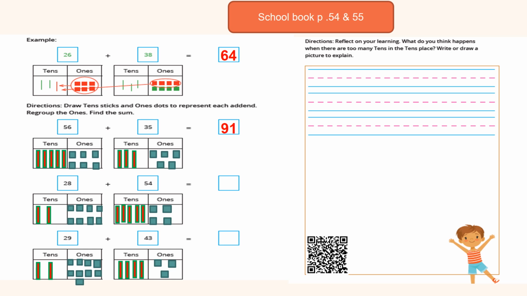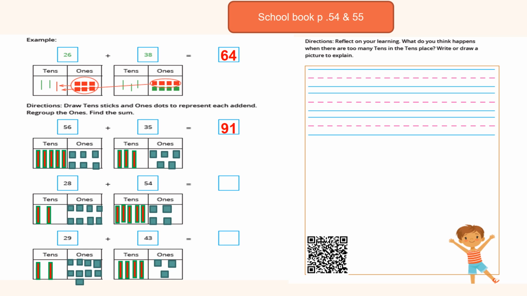In 54, how many sticks do we have? 5 sticks. How many small squares? 4 small squares. Now let's add 28 plus 54. 8 plus 4. After 8, 9, 10, 11, 12. So we will write 2 and carry up 1 in tens.